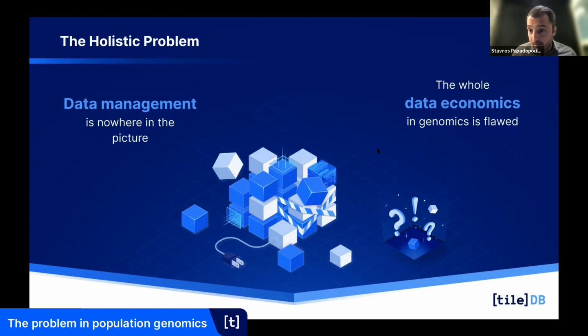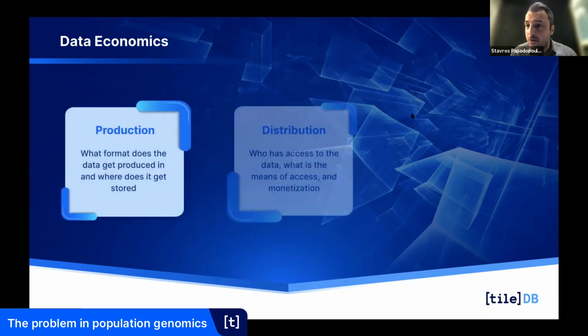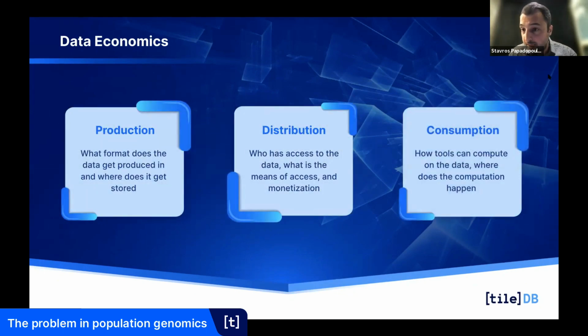Let me explain what I mean by that, and we're going to take each of those problems apart one by one. By data economics, I mean effectively three things: the production, distribution, and consumption of genomics data. For production, we're talking about what format the data is stored in and where it is stored. For example, the sequencing company at the source: where do they store this data, and what format do they export the data in to get it ready for consumption?